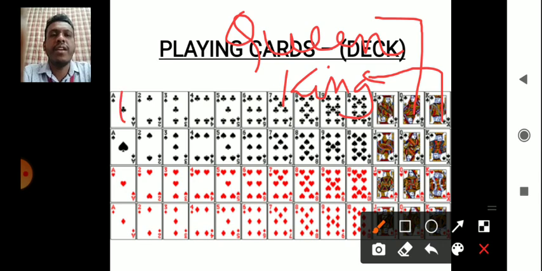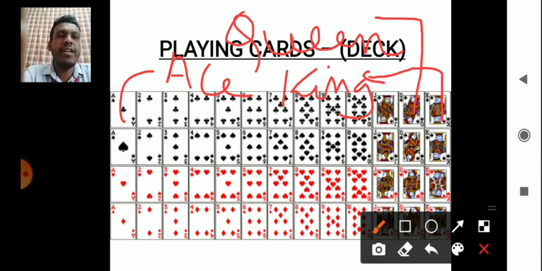Okay, ace. This is the ace, king, queen, and what do we have? That is a jack. Okay. Now when it comes to face cards, how many faces can you see? Now there are four sets, we have seen before that. There are four sets. Each set has 13 cards, so 13 multiplied by 4 is equal to 52. That is how you have 52 cards.